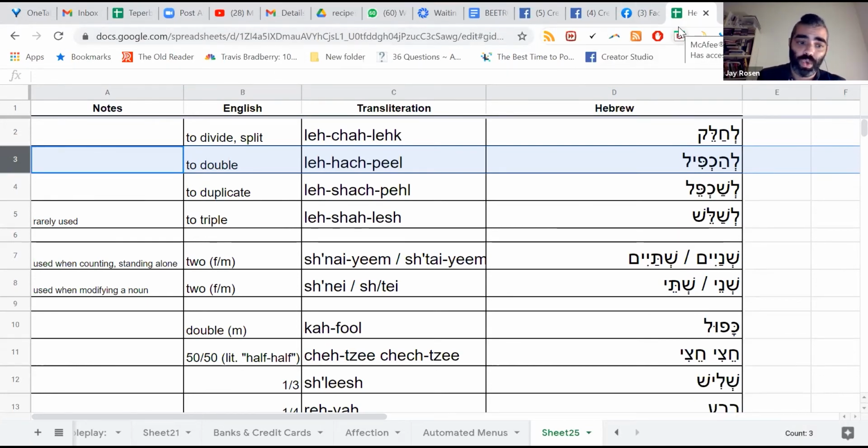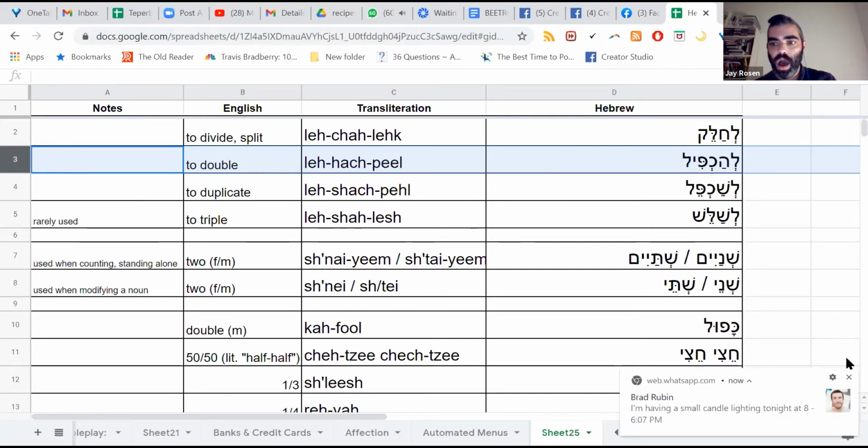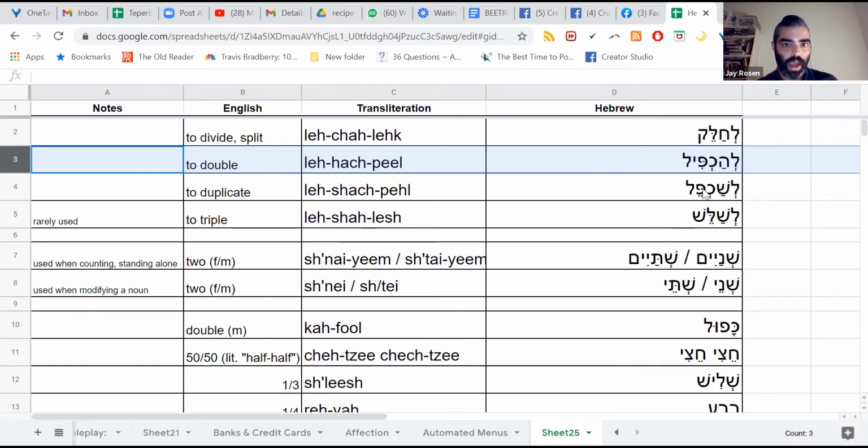So if you needed to lishachpel maftechot, you need to duplicate keys. This is what you're going to be asking to do when you go to a store, or if you see a store that says shichpul maftechot, right? Shichpul is the verbal noun of the verb l'shachpel, and so it's the act of duplicating. Duplicating or duplication would be shichpul. To duplicate is l'shachpel. Okay, so the same exact root used here.